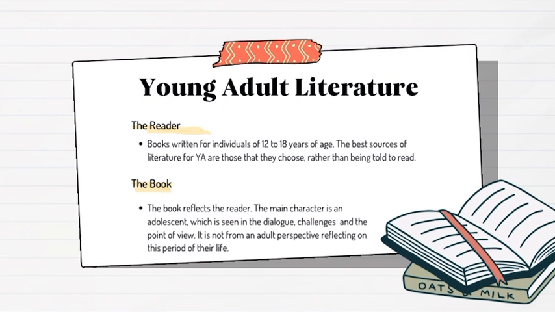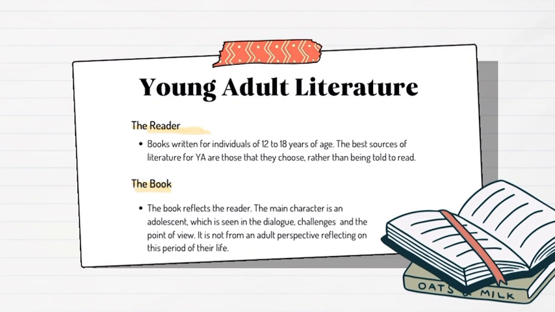Young adult literature does not have to be the most popular, trendy book or get many awards to resonate with the young adult reader. The books, however, will have some common characteristics. This book will reflect the reader in mind and speech. The main character will be an adolescent in this age range. This will be seen in their dialogue, the challenges that they face, and their point of view.